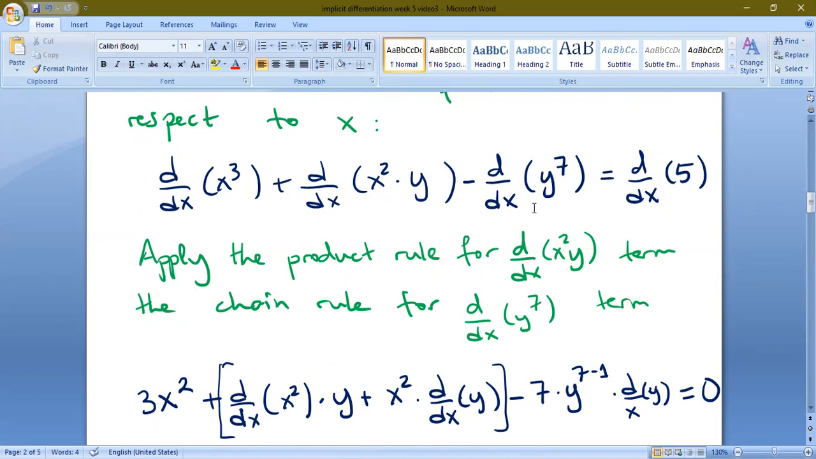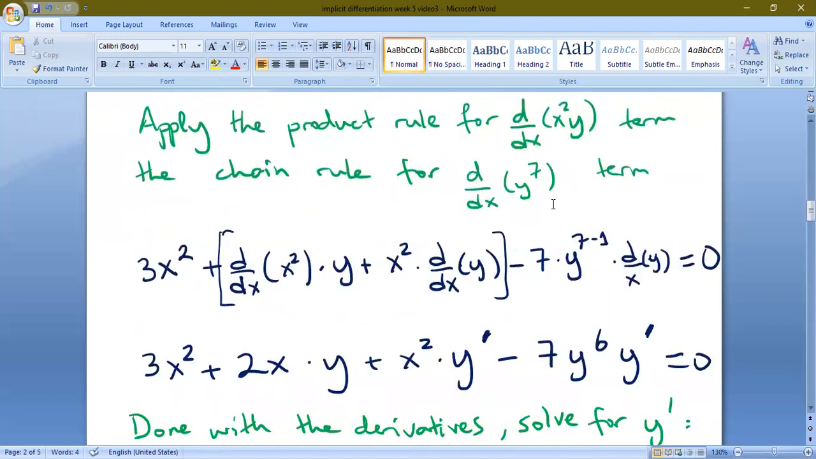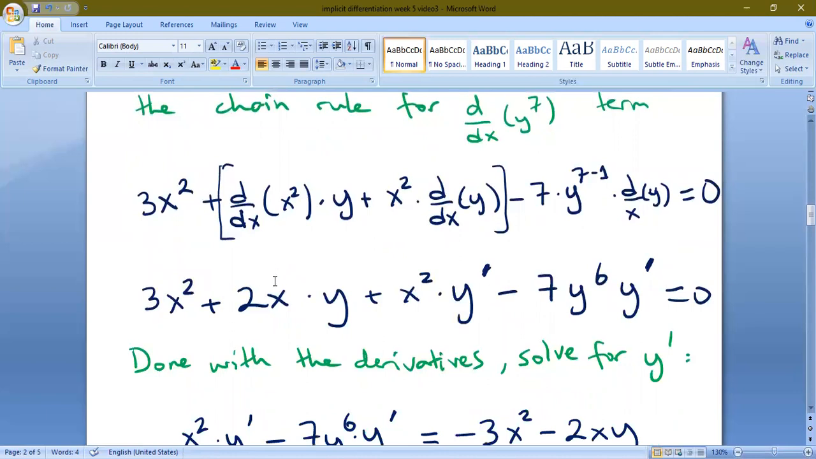And then the third term, y to the 7th, that's actually a chain rule. We need to use the chain rule. Why? Because y is f of x, so f of x to the 7th power, there's a chain rule for that. We have seen it in the previous video. So we take the derivative of the 7th power, so minus 7 times y to the 6 times the derivative of y, which is the derivative of the base. When we take the derivatives here for the product rule, we have 2xy plus x squared y prime also coming. Now we are done with the derivatives.